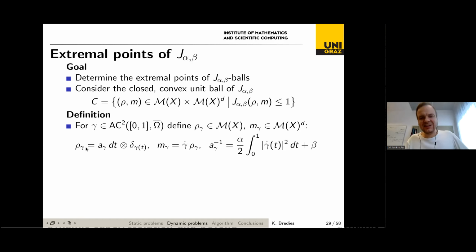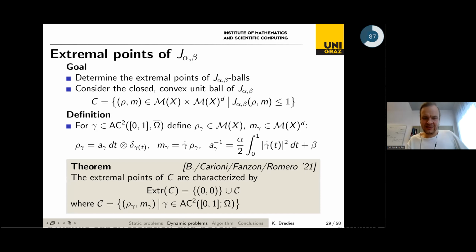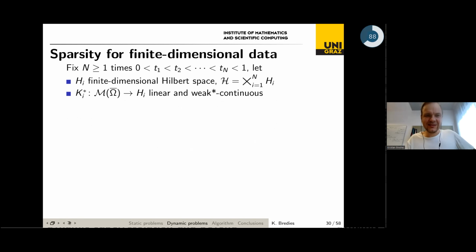And this factor here is just the energy in terms of Benamou-Brenier that you get if you do not have this one here. So this is norming the energy to one, in terms of Benamou-Brenier. Okay, and then you know that the extremal points are exactly all these trajectories of AC2 curves and zero, because this ball is actually a cone, a cut-off cone. Okay, and this is very nice. So we proved that.